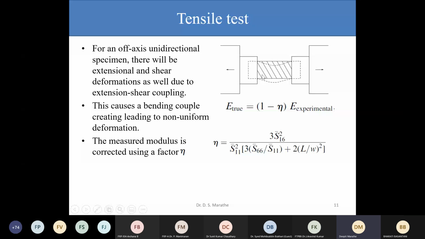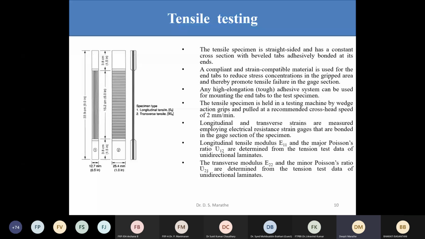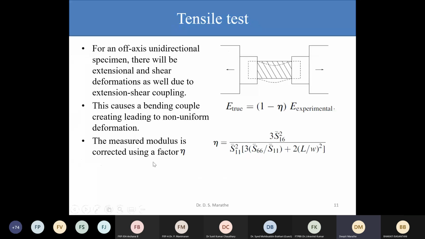So the previous test was focused on unidirectional specimens, giving me values for specimens which are unidirectional, either 90 or 0. But in this test, I can use the off-axis specimen and then I can use this particular correction factor and get the true value from the experimental value.